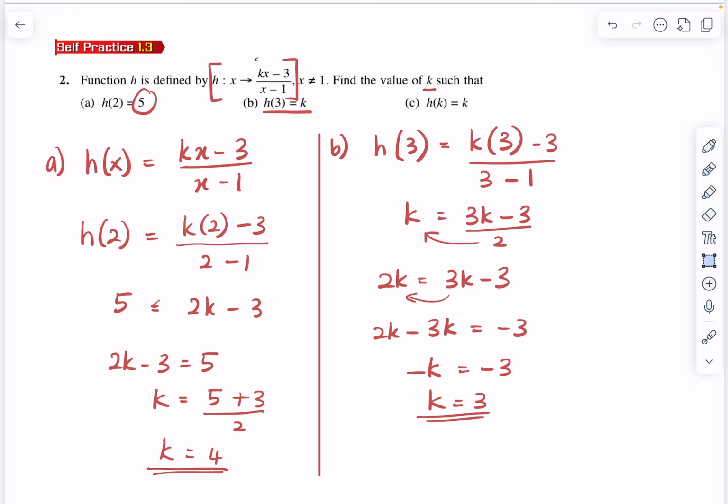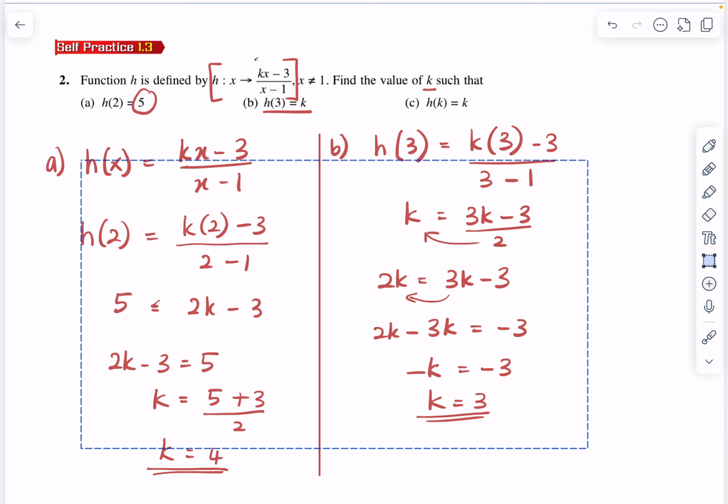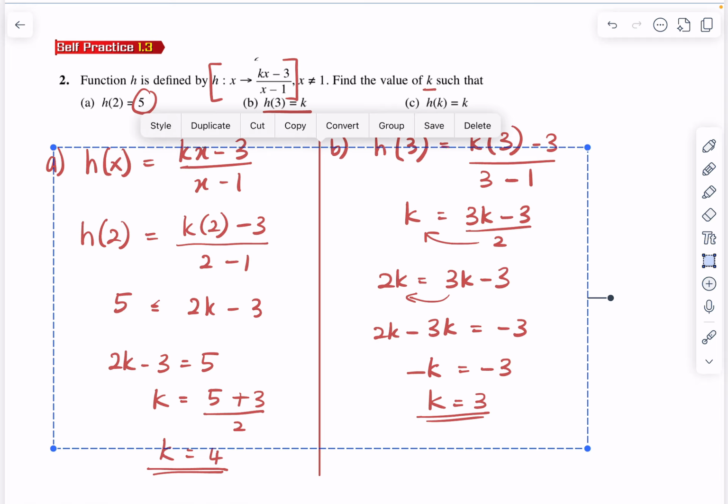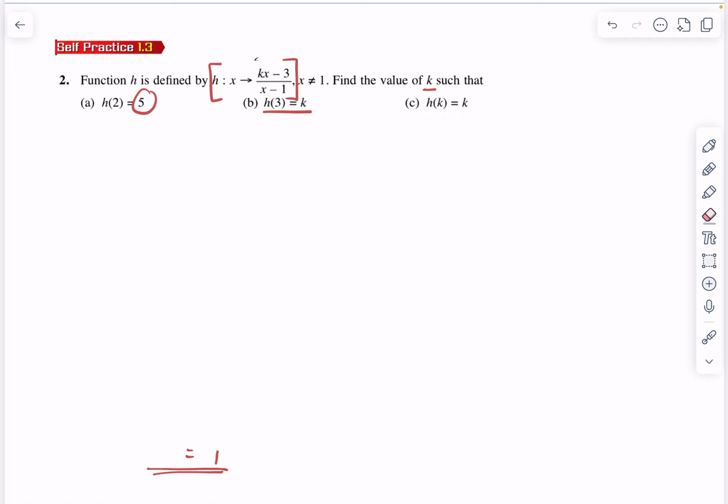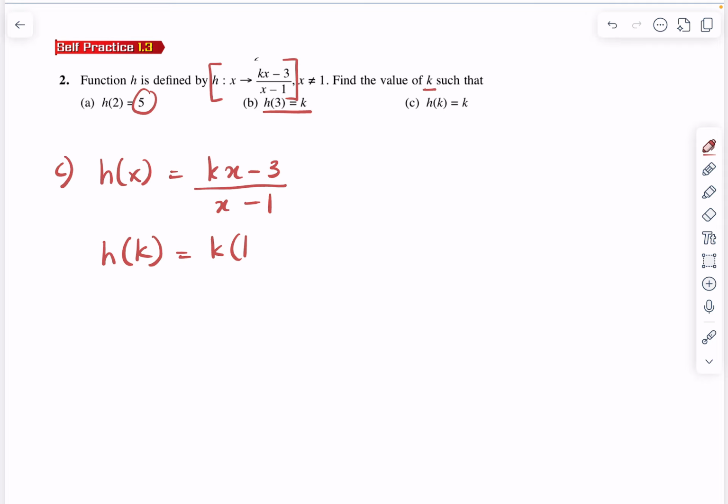Done. Okay. Let's erase all this. And let's look at part C. h(k) equals k. So again, h(x) is (kx minus 3) over (x minus 1). Therefore h(k) will be (k times k minus 3) divided by (k minus 1). So this will give us (k squared minus 3) over (k minus 1).